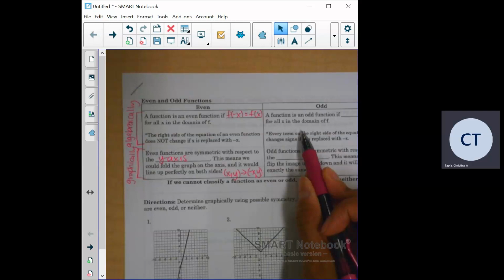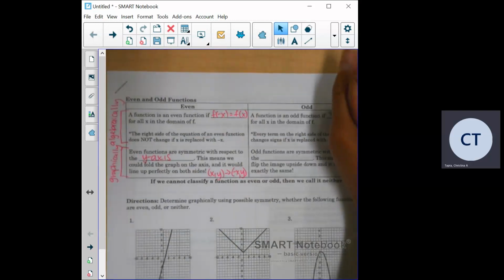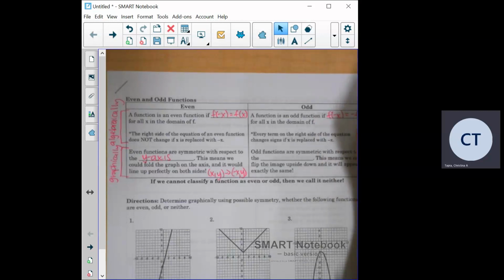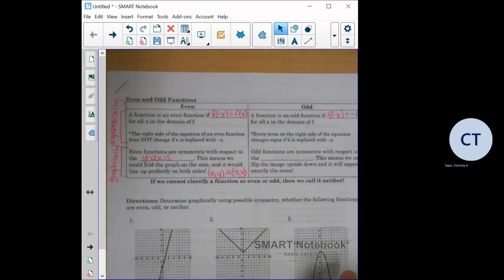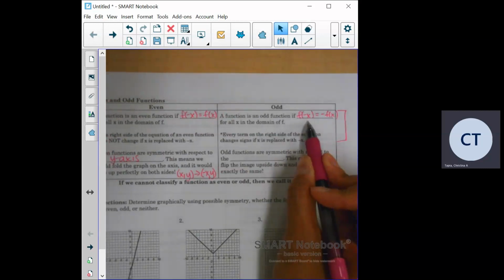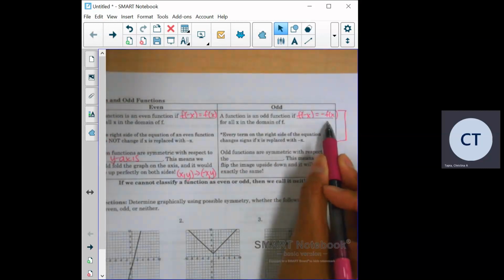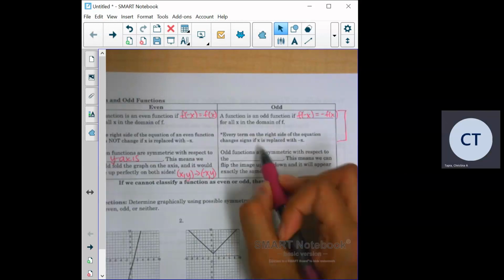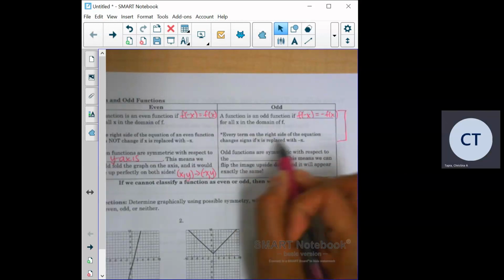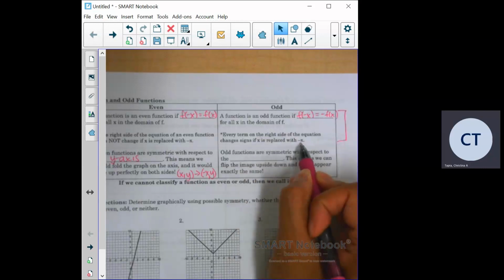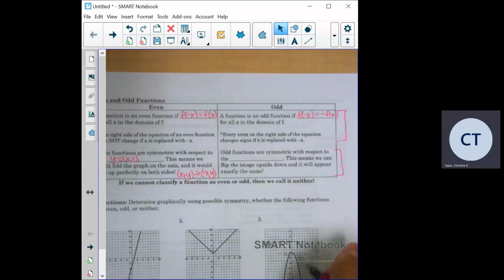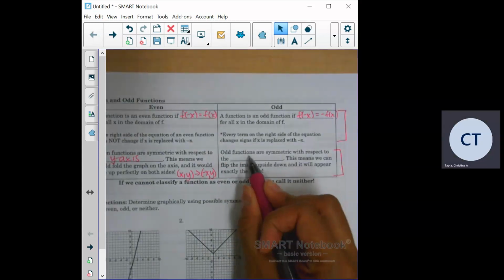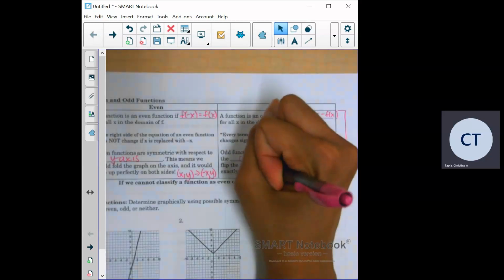And then for odd functions, a function is odd if we meet this notation: f of negative x equals negative f of x. And again, this up here at the top is algebraically. So if we can meet this notation, f of negative x equals negative f of x, then we know that the function is odd. That means that every term on the right side of your equation is going to change if x is replaced with a negative x. And then if a function is odd, again, this is graphically, down at the bottom, an odd function is symmetric with respect to the origin.